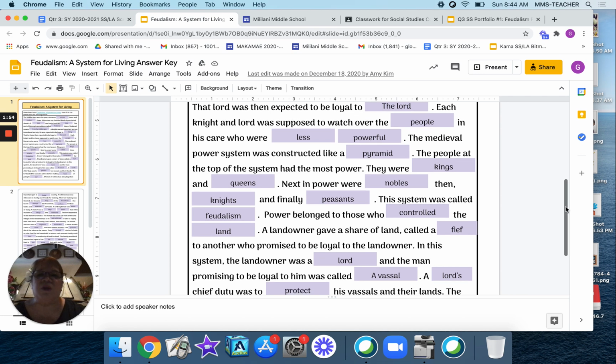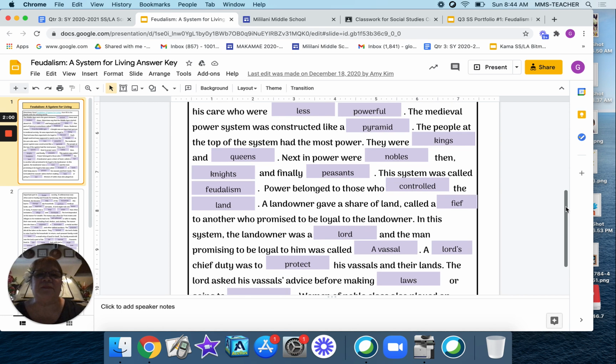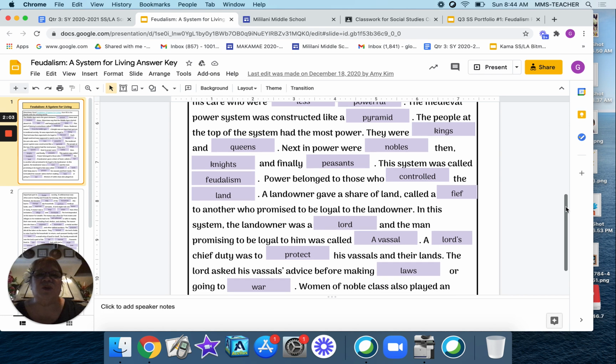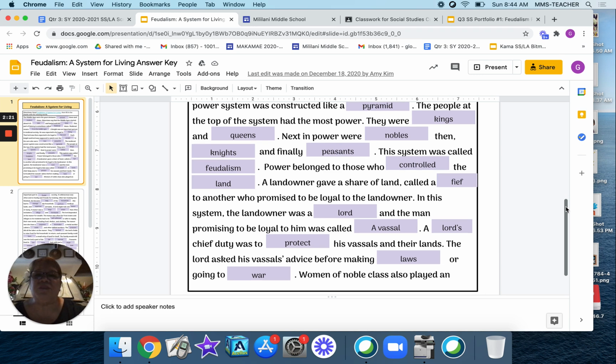This system was called feudalism. Power belonged to those who controlled the land. A landowner gave a share of the land called a fief to another who promised to be loyal to the landowner. In this system, the landowner was a lord, and the man promising to be loyal to him was called a vassal. A lord's chief duty was to protect his vassals and their lands. The lord asked his vassals advice before making laws or going to war.